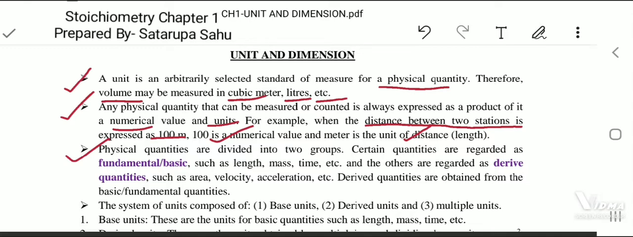Now let's come to the classification of physical quantity. There are two types of quantity. One is the fundamental or basic quantities and another is the derived quantities. The fundamental quantities are length, mass, time, temperature, etc. Whereas derived quantities are obtained from the basic quantities. They are area, velocity, acceleration, etc.